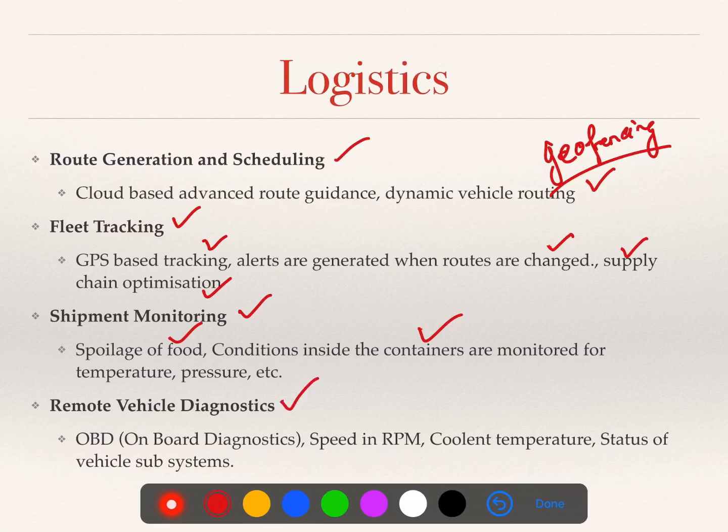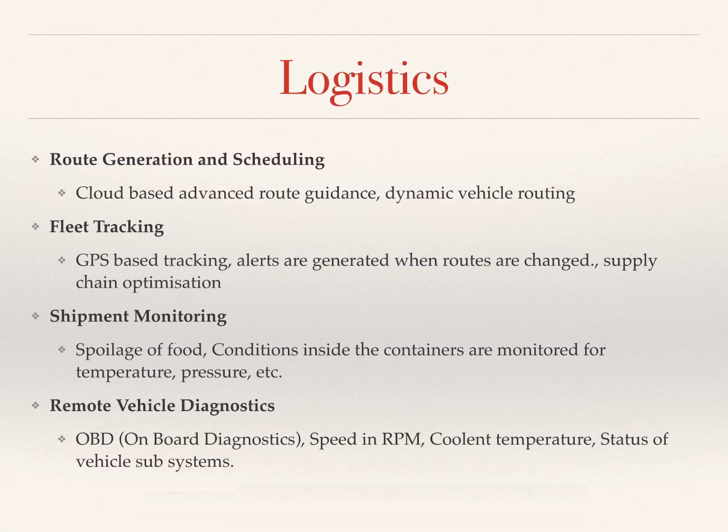Then remote vehicle diagnostics. This is one of the major areas here. Onboard diagnostics: when you switch on the engine, before it starts, it automatically diagnoses all the critical components of the engine and the vehicle, analyzes the performance and sends it to the remote diagnostic manager. Then the speed in RPM, that is rotations or revolutions per minute, the coolant temperature inside the vehicle, and the status of the vehicle subsystems, like the tire pressure, the braking systems, coolant systems and air fuel mixture system. All these things will be analyzed. That's what we call remote vehicle diagnostics.